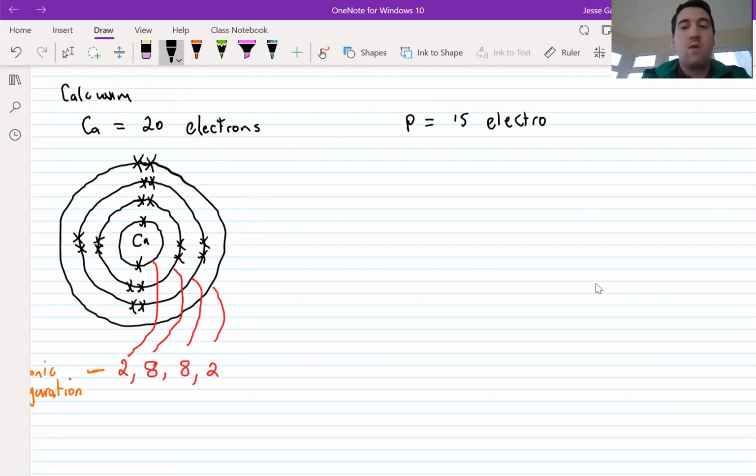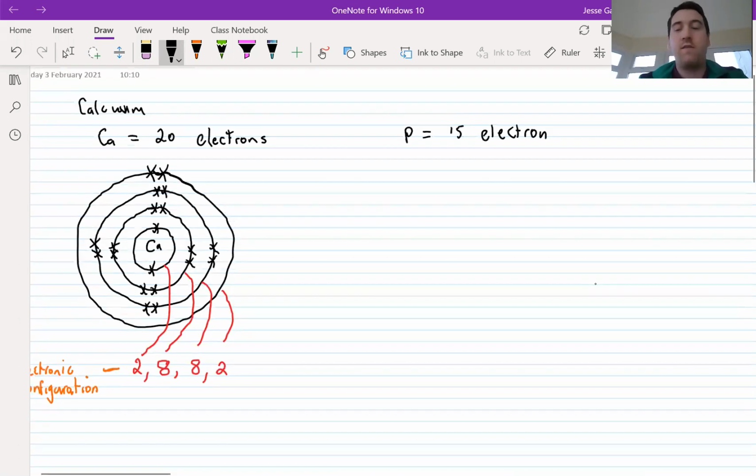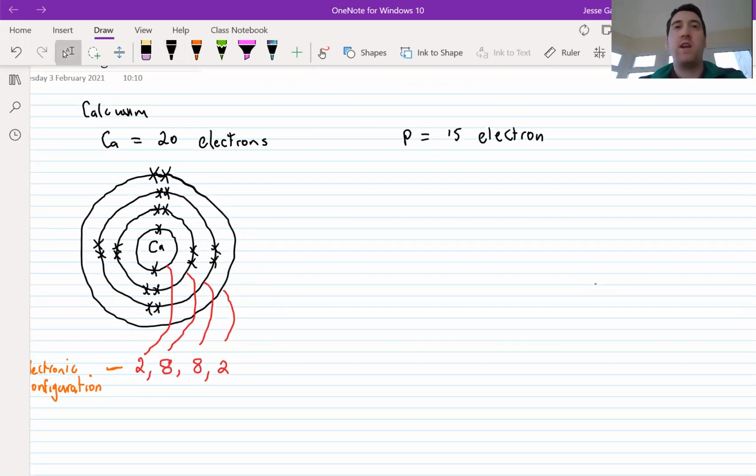Now, if you did not write 15 electrons for phosphorus, you need to pause the video and redo it now. Draw the atom with 15 electrons. If you made a mistake and said maybe 31 electrons, then you looked at the wrong number on phosphorus. Okay. So this is how we would draw it.